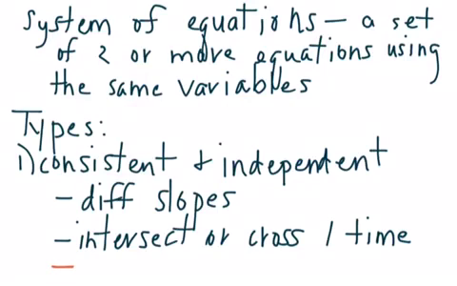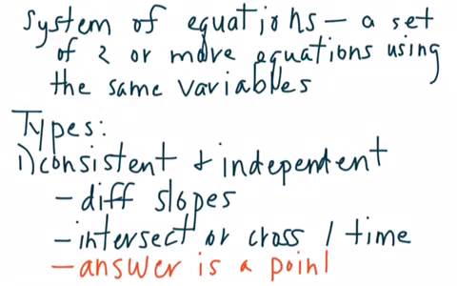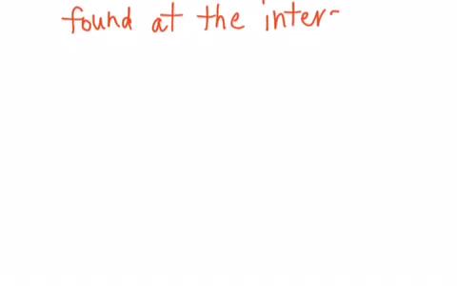The answer for a consistent and independent system is a point, which means it's an x comma y, found at the intersection of the lines.